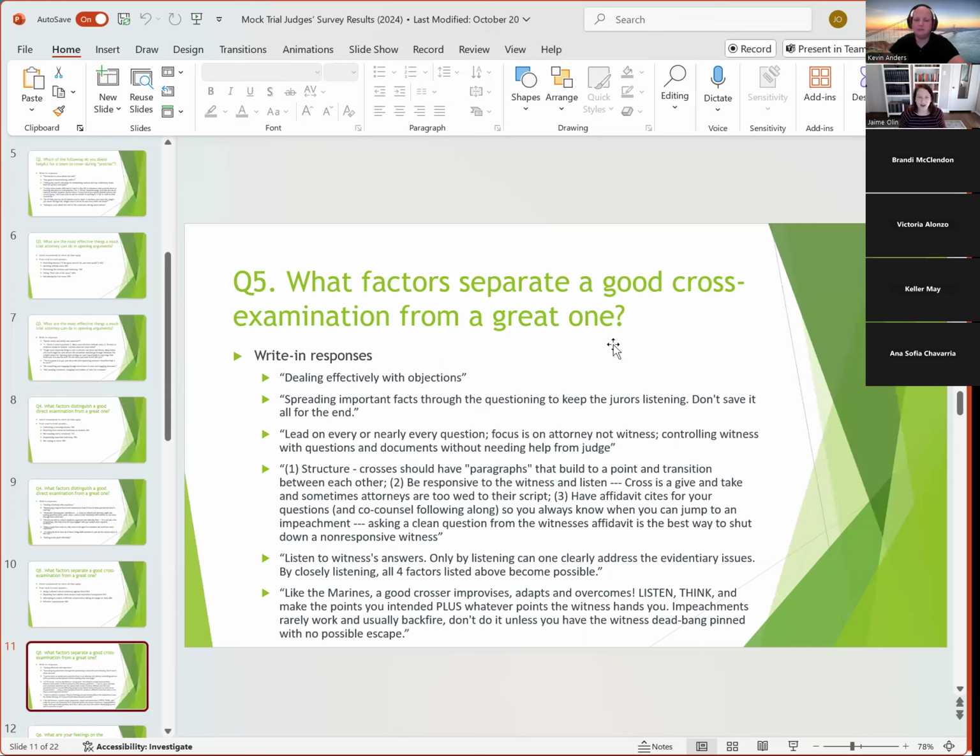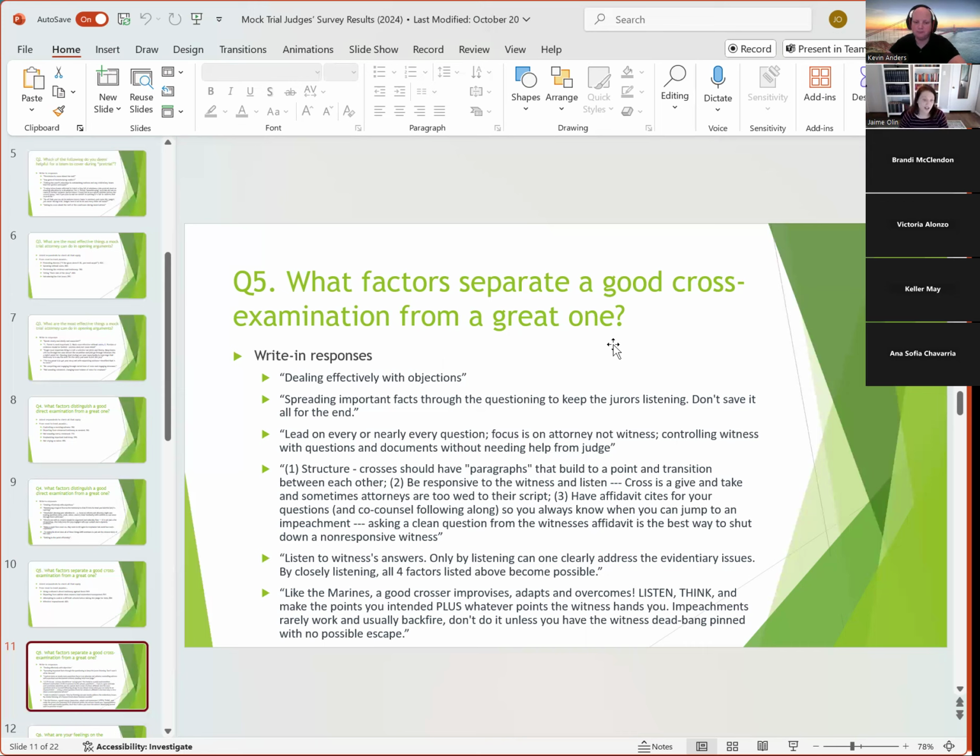The only time I think it makes sense not to lead on cross is if you are 100% confident that the answer you're going to get for an open-ended question is the one you think you're going to get. Otherwise, you're letting the witness take control of the situation, and you don't want to do that.